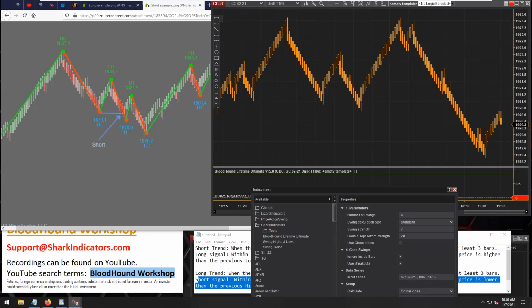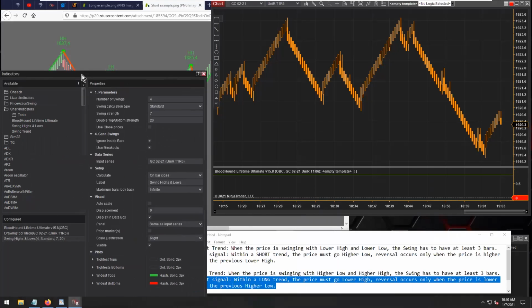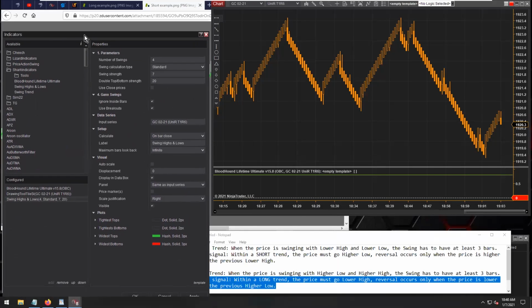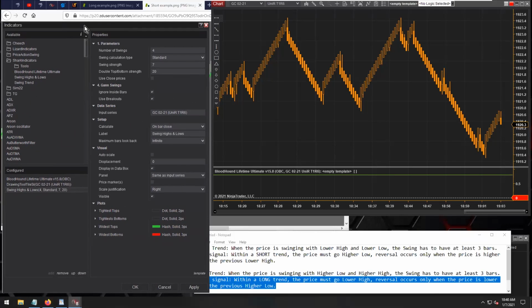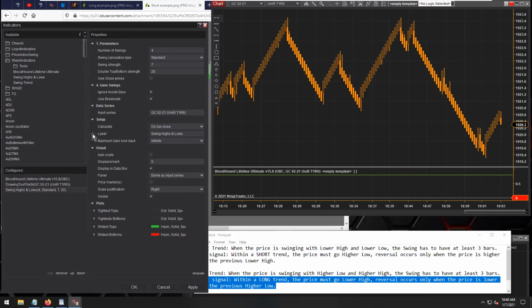So what's critical to this is getting your indicator set up correctly. BloodHound is not going to force this to work for you. You do need to make sure that you get your indicators set up and detecting the swing points the way that you want them to be detected.